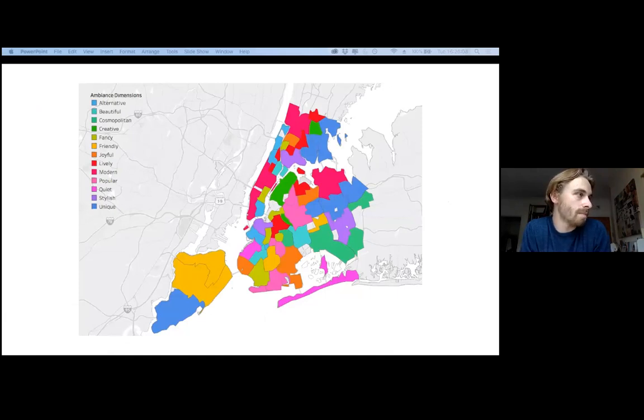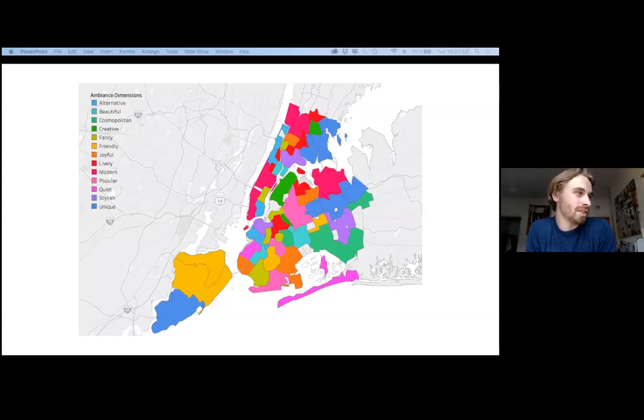If we look, for example, at Manhattan in the center of the image, we can see it characterized by the lively and modern ambience dimensions as being the most prominent. As we move up towards the Bronx, we can see the alternative dimension becoming more important. And then on the outskirts of Queens and of Staten Island, the unique dimension becomes more important, as does the quiet dimension.